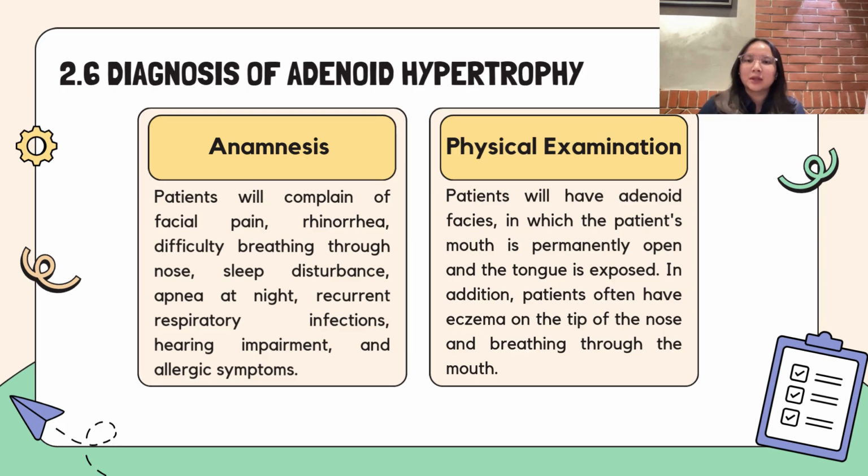I'm going to talk about the diagnosis of adenoid hypertrophy. We need to do anamnesis and physical examination to establish the diagnosis. For anamnesis, the patient will complain of facial pain, rhinorrhea, difficulty breathing through the nose, sleep disturbance, apnea at night, recurring respiratory infection, hearing impairment, and some allergic symptoms.